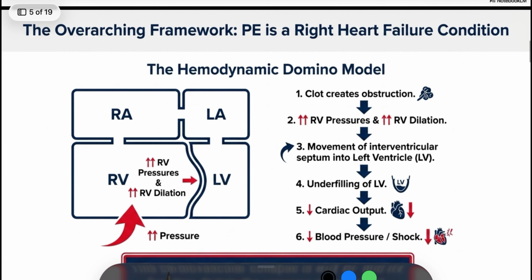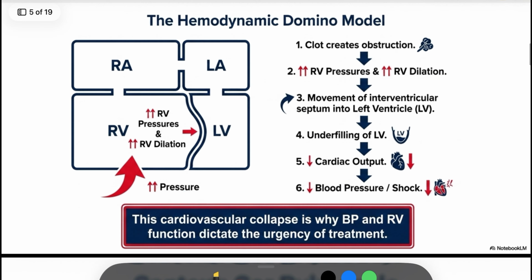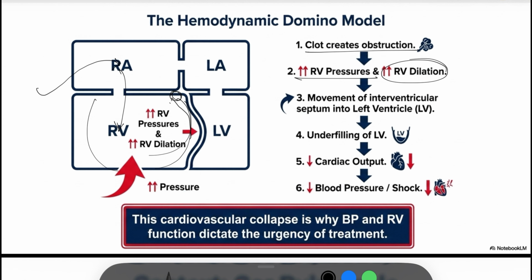Then coming to how pulmonary embolism is a right heart failure condition. As I said, from the IVC it enters the right atrium, from there it enters the right ventricle. So there will be a clot somewhere here, which leads to dilatation of your right ventricle. The clot creates obstruction, which increases right ventricular pressure and causes right ventricular dilatation.